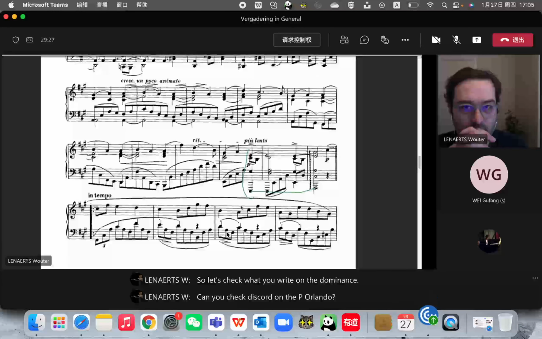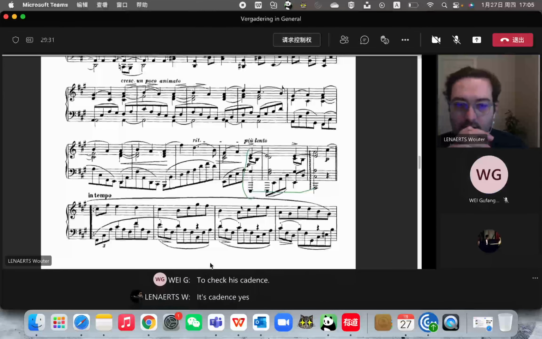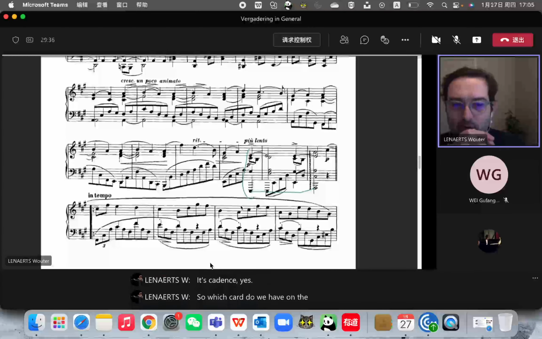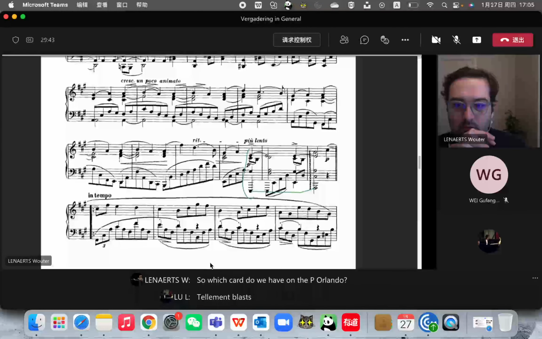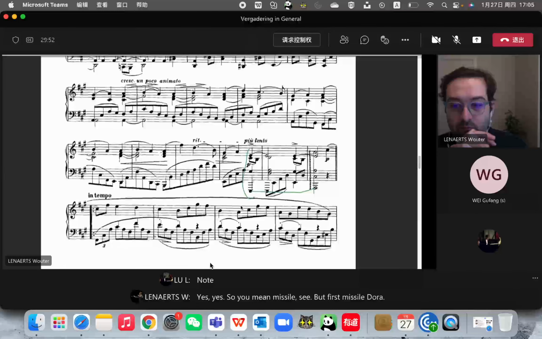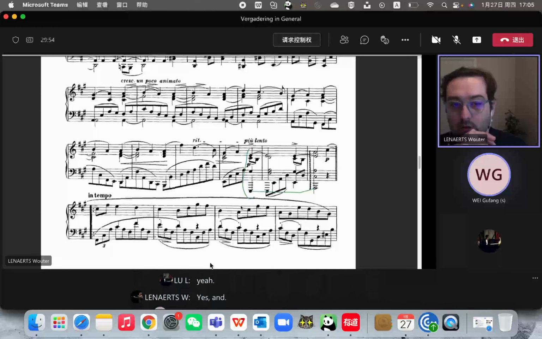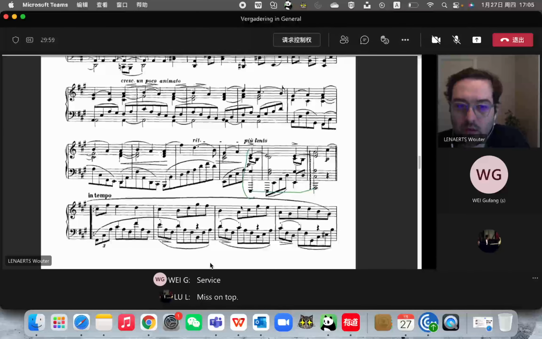It's the cadence, yes. Okay. So which chord do we have on the dominant, violento? Dominant plus 6th note. Yes. So you mean mi sol si, but first mi sol do, eh? Yes, and how do we call the do? Mi sol do. Yeah, mi sol do.